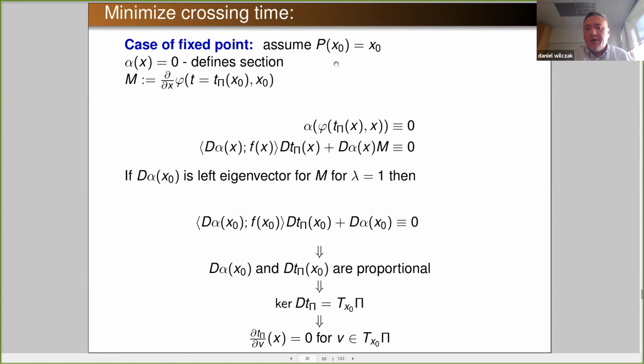So, here is some notation. Alpha is our section, M is our monodromy matrix. This is an identity which defines our section. So our alpha function, which defines our section, is constant on these arguments. We differentiate it with respect to x, and because alpha of x, this one-form, is a left eigenvector for this matrix M, we can replace the quantity by that one, and this means that these two forms are proportional. So they have the same kernels, but the kernel of alpha is just our section. So this is more or less the explanation of why it works.